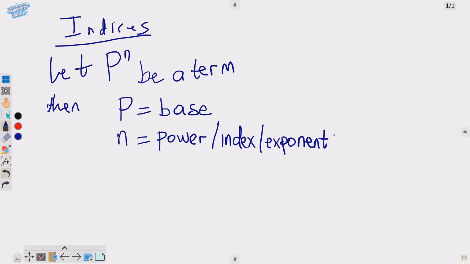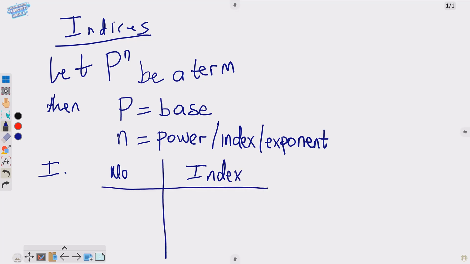Alright, so we're going to do some cases to learn how to write numbers in their index form. So the first one will be number, and you have index. If you have, let's say, 16, this can be written as 2 times 2 times 2 times 2, and this will be what? 2 raised to power 4, that is 2 multiplied by itself in 4 places, right?